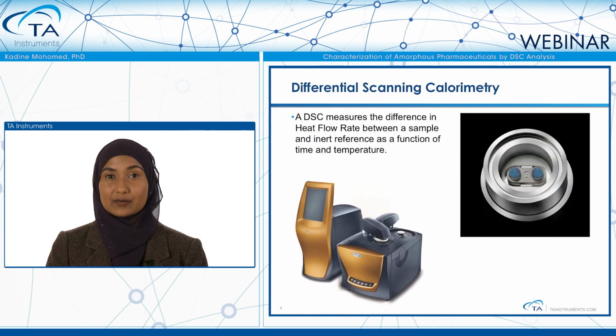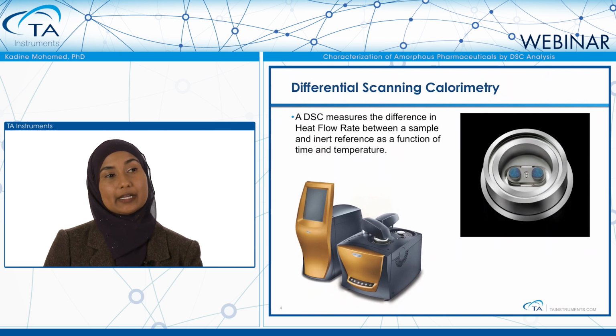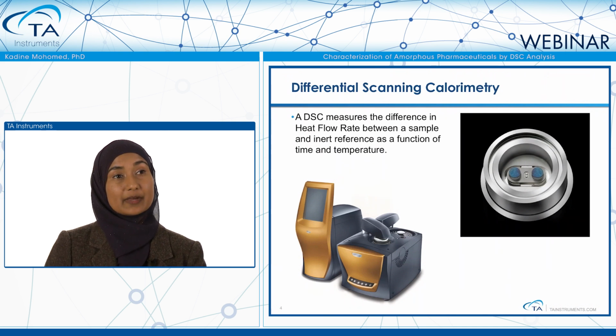So what is a DSC? What is differential scanning calorimetry? This is a technique which measures the difference in the heat flow rate between a sample and an inert reference as a function of time and temperature.